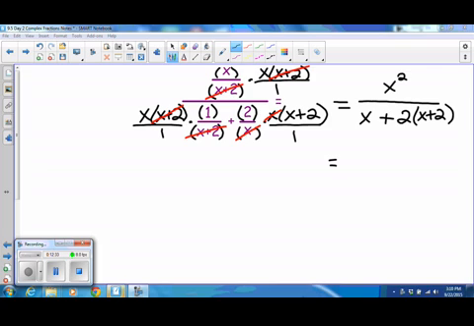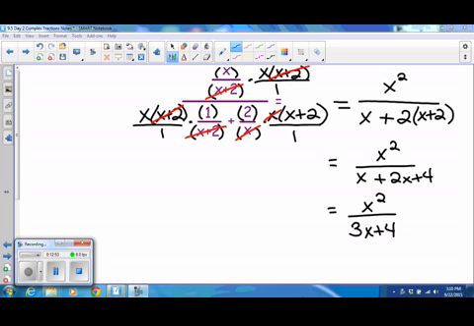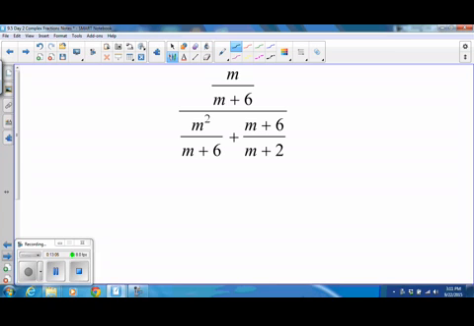So this is equal to x squared over x plus 2x plus 4. Everybody with me? X plus 2x is what? 3x. So this is equal to x squared over 3x plus 4. And that's it. I can't do anything else. That is simplified. Okay. Let's do the next one.